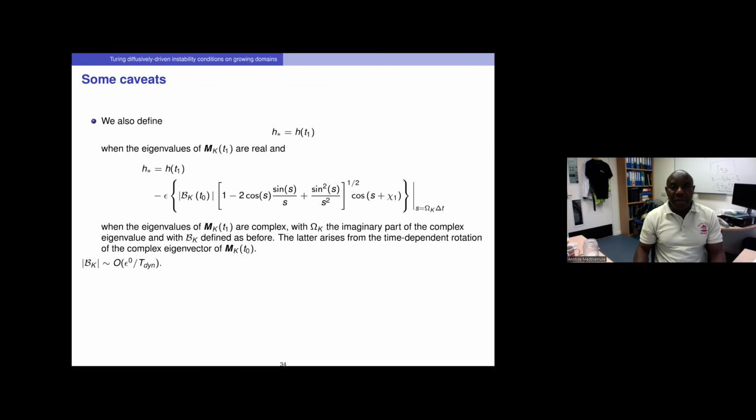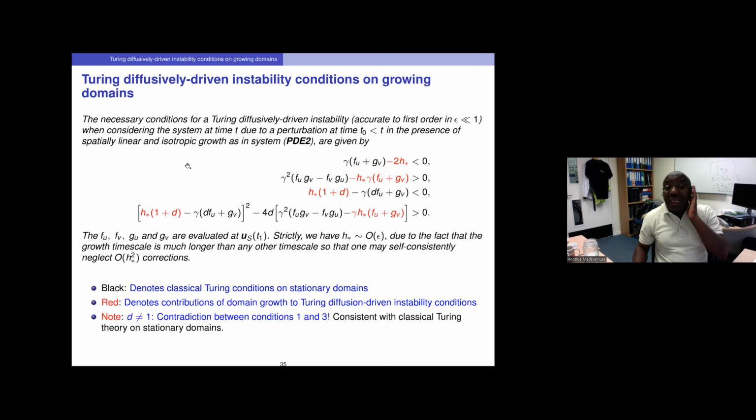And therefore, I can define my H. H at T1, remember H is the divergence of the flow velocity, so I can evaluate it at T1 and I can denote this by H star, but it again depends on whether mk is real or complex eigenvalues and so on. Yeah, so I'll show you what these values are in the end for some examples. So this is the key theorem really for my talk.